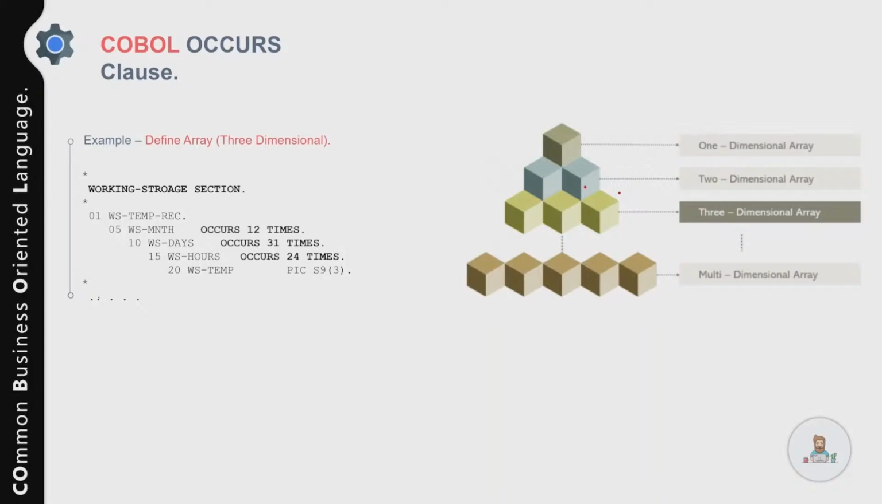So every month we're going to have 31 days. Next, at level 15, I've defined the hour, and that occurs 24 times. After that, I've defined the variable that is going to hold the temperature. So in short, you have 12 months. Within those 12 months, each month is going to have 31 days, and each day is going to have 24 different slots where you're going to store the temperature for that particular day.